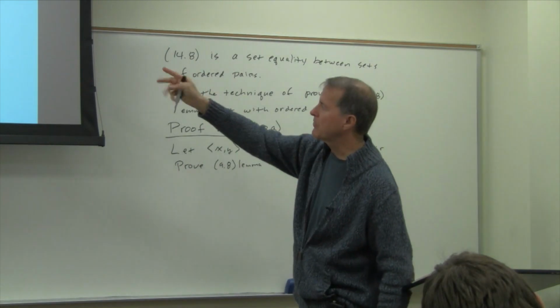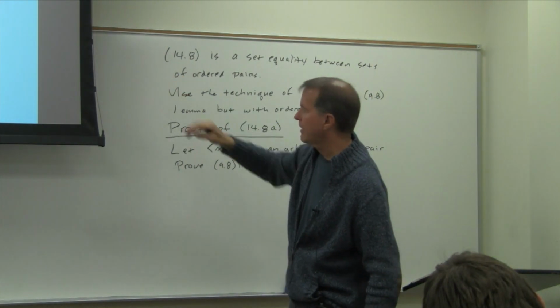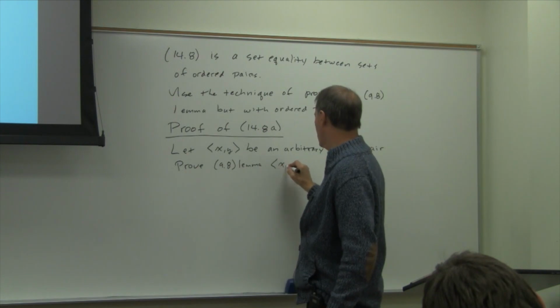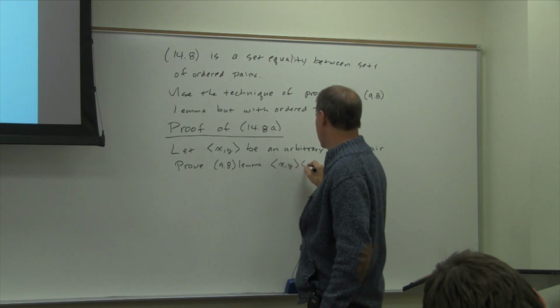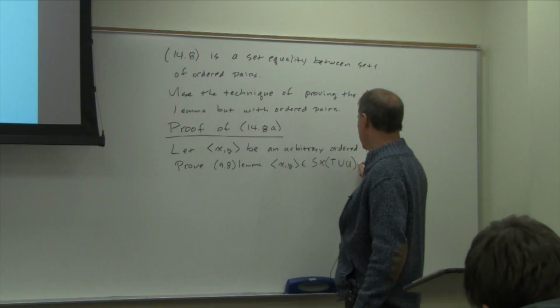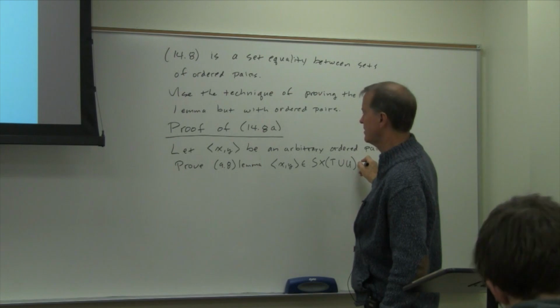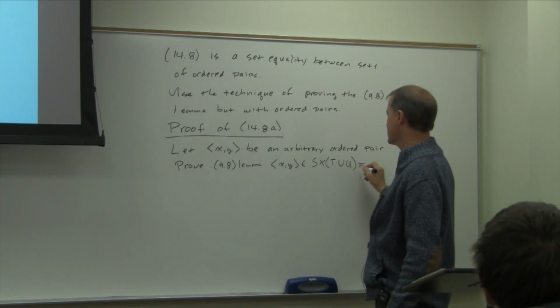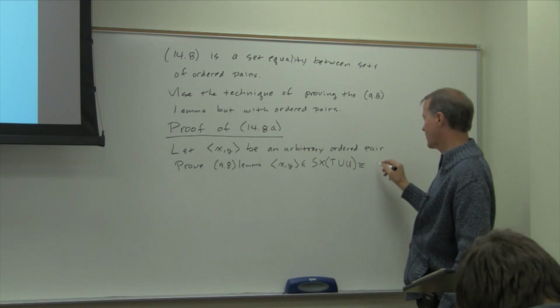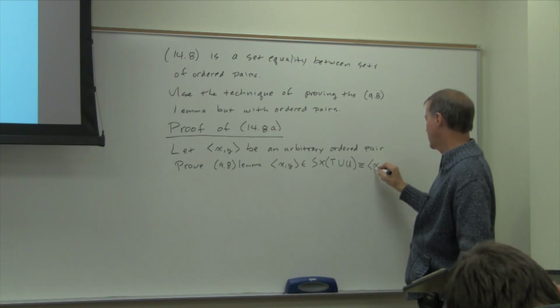So now what do we have to prove? We have to prove that x, y is an element of the left and an element of the right. Now what's the left? S cross parentheses T union U. Now what comes between them? Equivalence, because that's a Boolean. It either is or it isn't. It's a Boolean expression. Equivalent to what? S cross T.